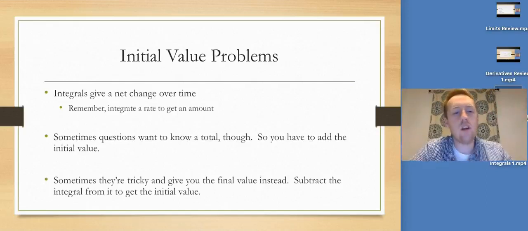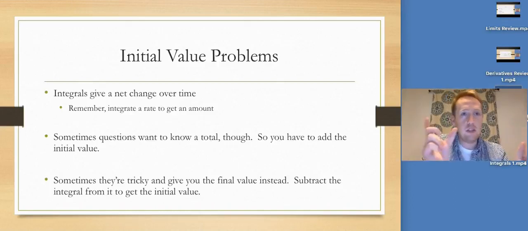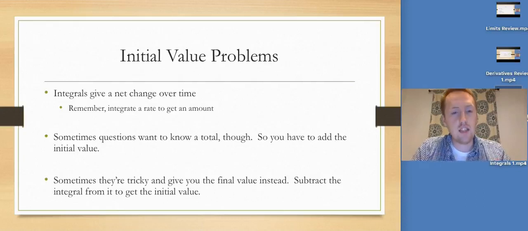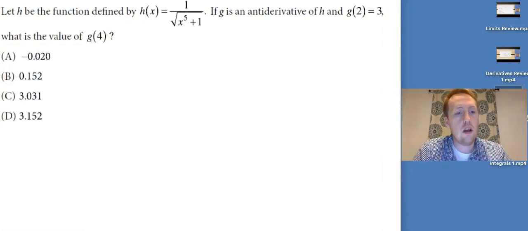The only thing that gets weird is sometimes they're tricky, and instead of giving you an initial value, they give you the final value and ask for the initial. Well, you ended up here. There was this much change, so just subtract the integral from the final value instead. So that's about as tricky as these problems get. Just make sure you're careful on that idea. It doesn't come up that often. Usually they give you the initial condition.